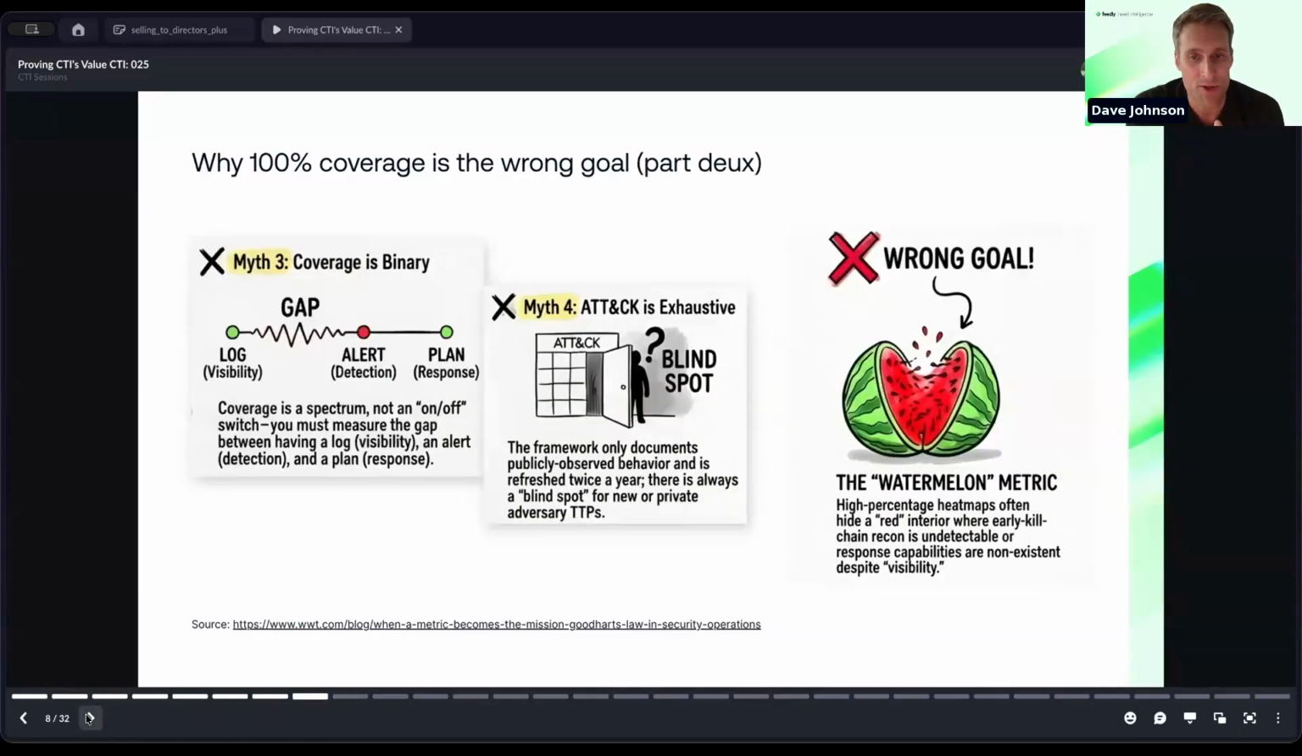And part deux, part two, I learned a French word. Good for you, Dave.